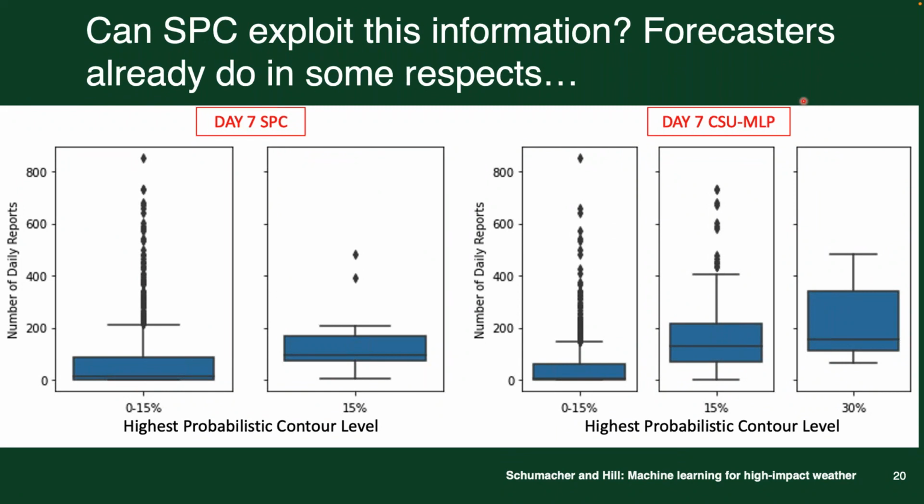But our system did. If you look on the right, that's the CSU MLP forecast. Again, the same kind of signal here. When no contour is issued, you get a lot of variability. When a 15% contour is issued, that distribution starts to shift up. But when you get to 30%, you get an even more dramatic shift, where you have almost a median of 200 daily reports. Again, indicating that regardless of what the skill might be of that particular forecast, the mere presence of a 30% contour is highlighting a potential significant event.